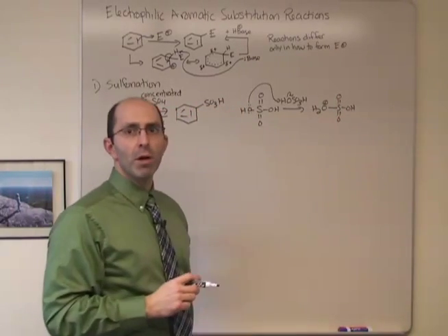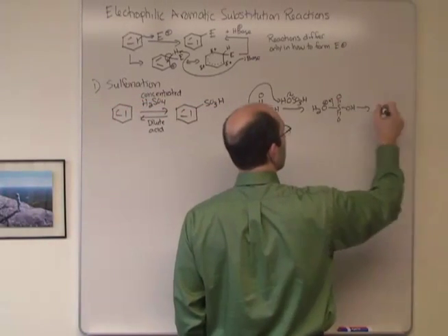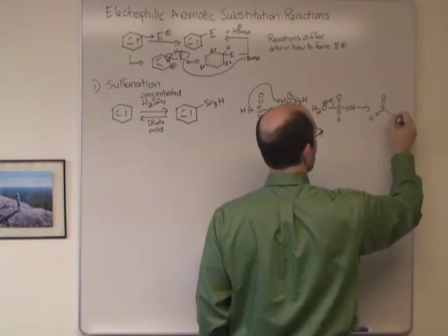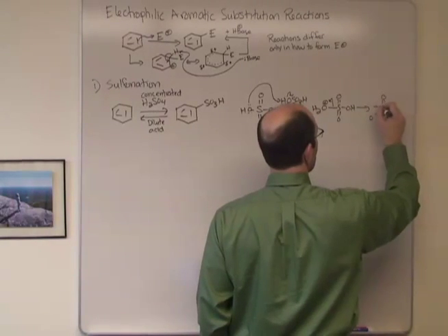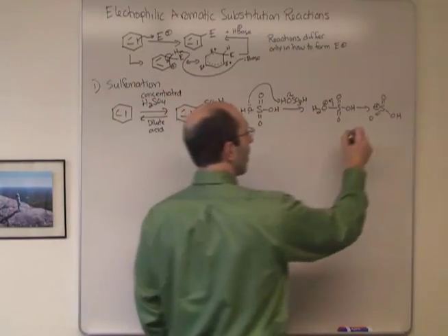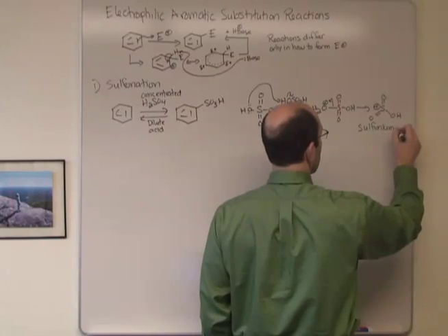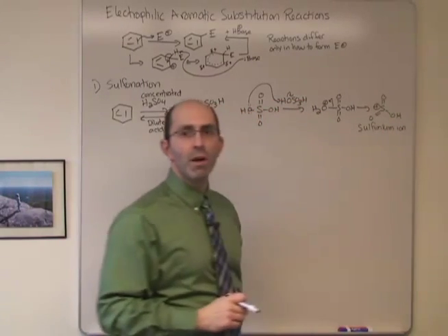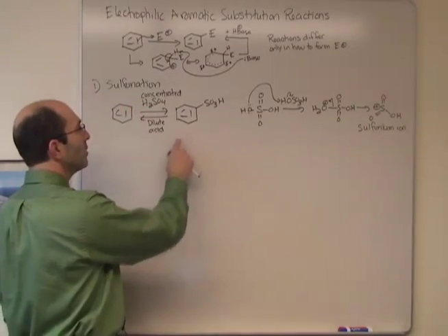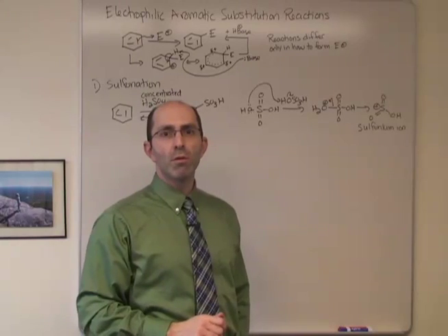And much like what happens with nitric acid, water can leave, thus generating the electrophile. And there's the sulfonium ion. And that's the electrophile that you use in the reaction. When we think about these sorts of compounds, these sulfonated benzenes, what are these things useful for?